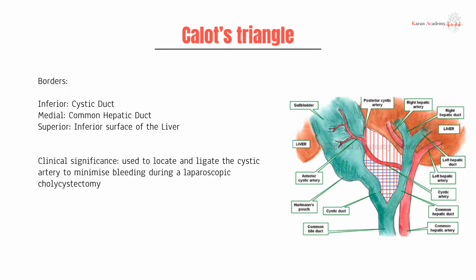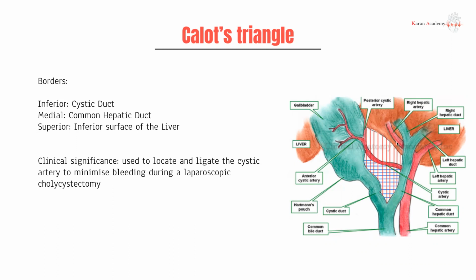Now, this isn't super relevant for anyone who isn't a keen surgeon, because surgeons love to ask you what the borders of the Calot's triangle are. And this is surgically, I guess, relevant. So the inferior border of the Calot's triangle is the cystic duct right here. The medial border is the common hepatic duct right here. And the superior border is the inferior surface of the liver. So this entire thing is called Calot's triangle.